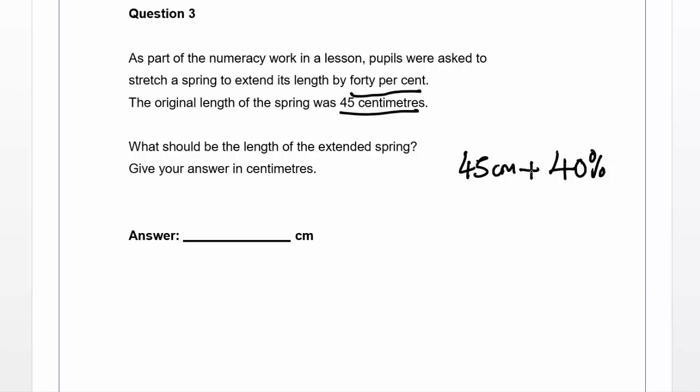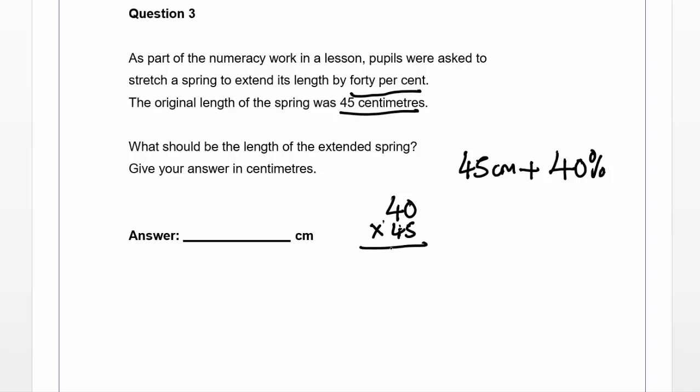Now I'm going to show you 2 ways that you can answer this question, because a lot of the time with these mental arithmetic questions, there's more than one way to answer it. So let's do the first version. I'm going to take 40%, just like we did in our previous question. I'm going to do 40, and I'm going to multiply it by 45.